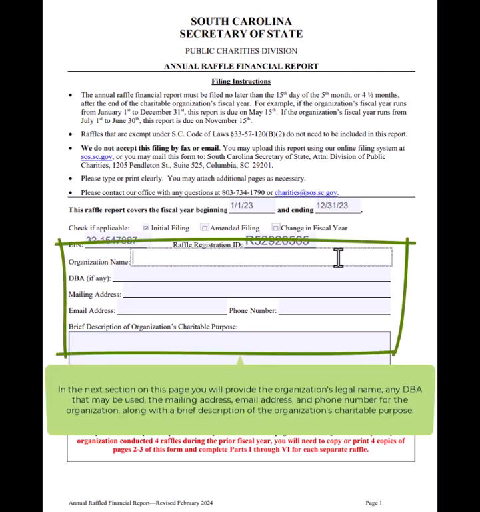In this next section on this page, you will provide the organization's legal name, any DBA that may be used, the mailing address, email address, and phone number for the organization, along with a brief description of the organization's charitable purpose.